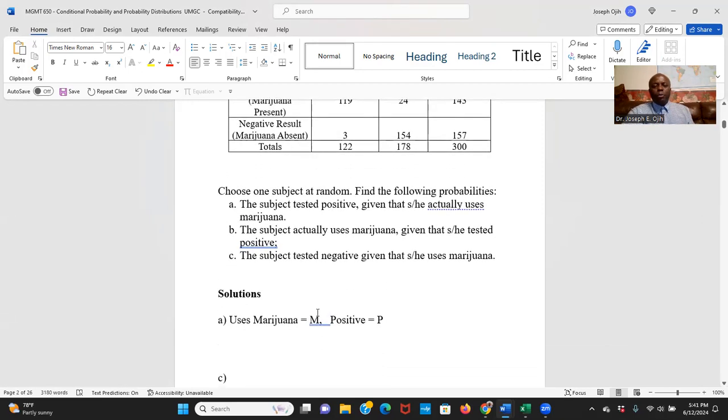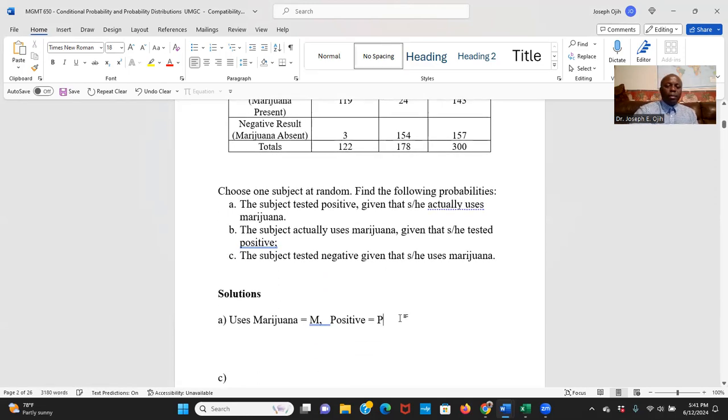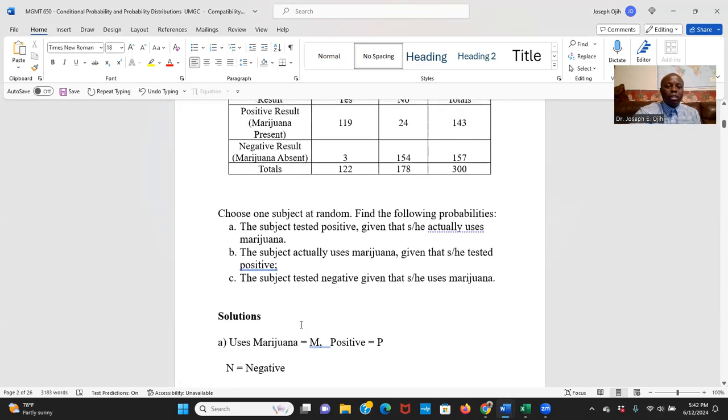For example, I'm using M for marijuana, P for positive results, and N for negative results. These are the outcomes I'm looking for. Good. Now, let's see.